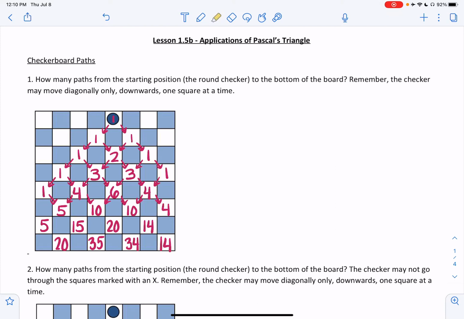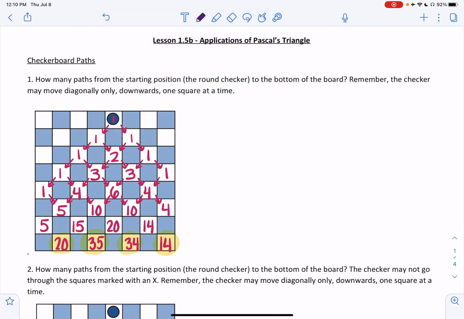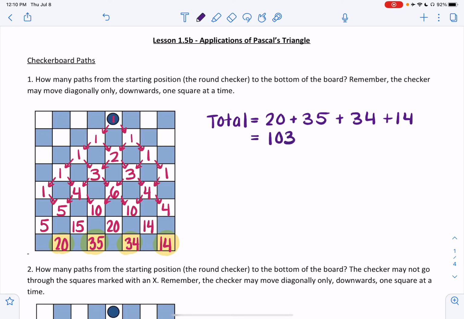So to find our total, there's 20 ways to get to the bottom here, 35 ways to get to the bottom here, 34 ways to get to the bottom here, and 14 ways to get to the bottom here. So in total, to get to the bottom, we have 20 plus 35 plus 34 plus 14 ways for a grand total of 103 ways to get to the bottom of the board.